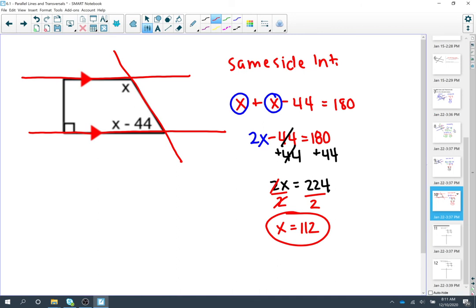Okay, so if x equals 112, we're going to come back. I know right here, this is going to be 112 degrees. Then we're going to substitute 112 here. So 112 minus 44 is 68. And then if we were to check that, 68 plus 112 is 180 degrees. So we're all done.